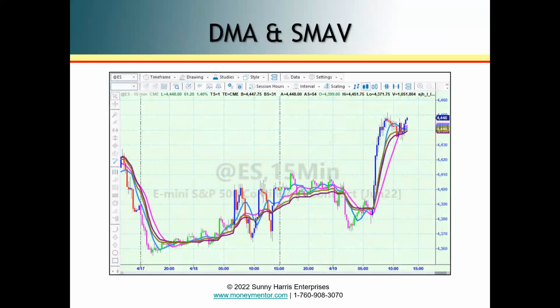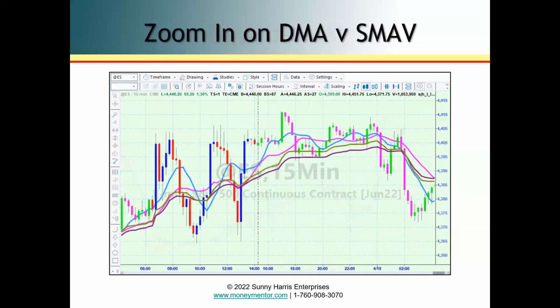And here it is with the dynamic moving average put on top of it. Now that's kind of messy. It's hard to see which is which, but I'll zoom in on that, and you can see then the gold and purple lines are my dynamic moving average. And the blue and magenta lines are the simple moving average. So you can see the crossovers back here when it doesn't cross over on the dynamic moving average.